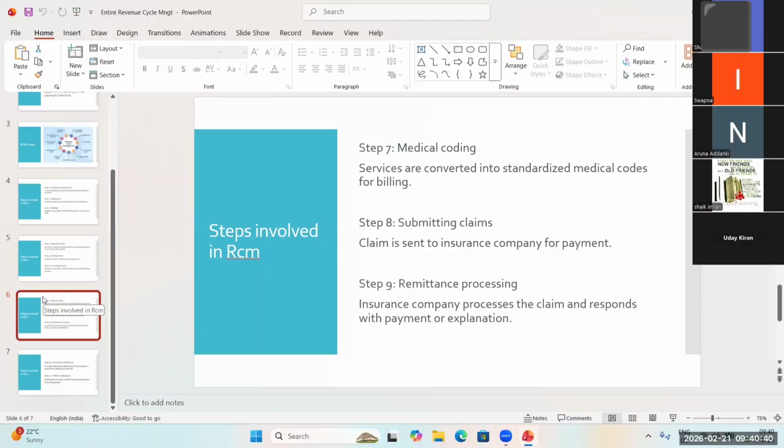So I'm just trying to understand here. Will that information already be provided to the patient earlier, before they choose this insurance, or how does it work there?